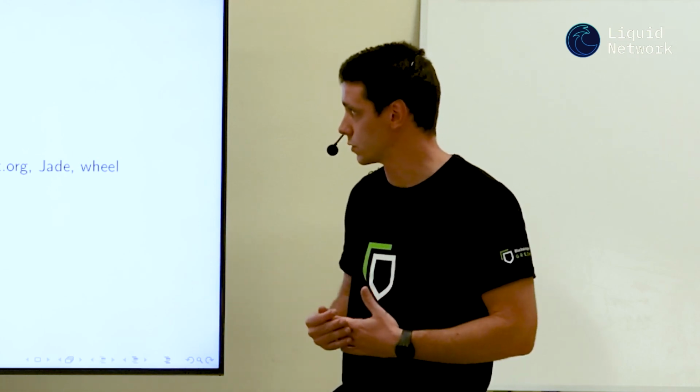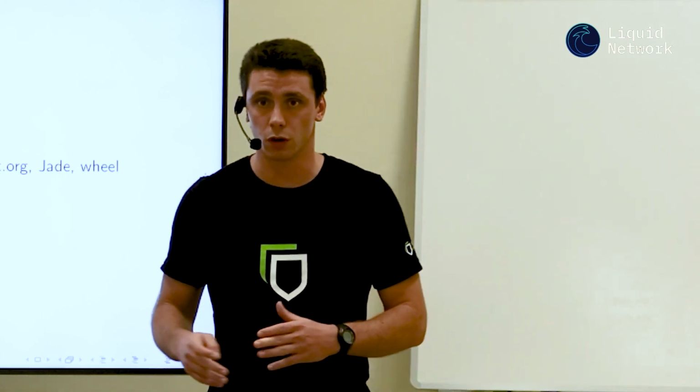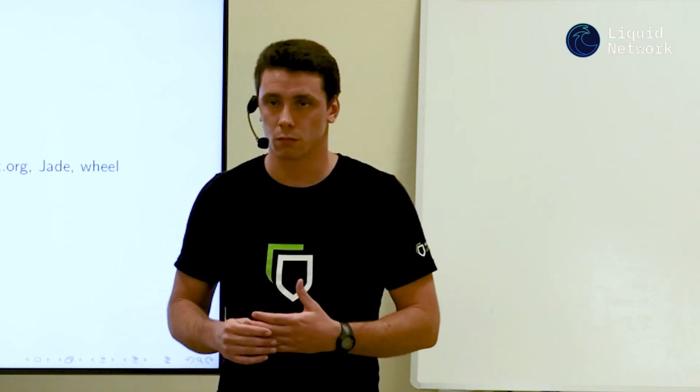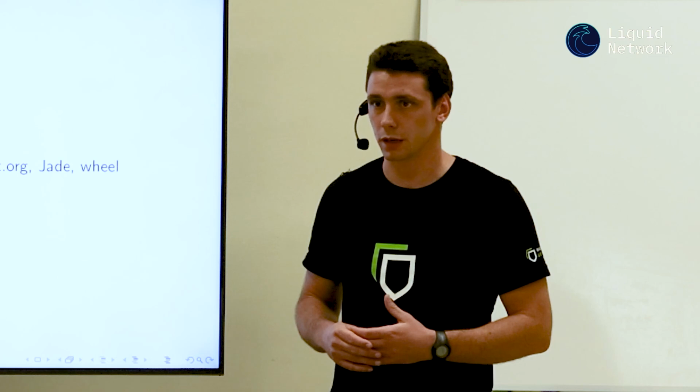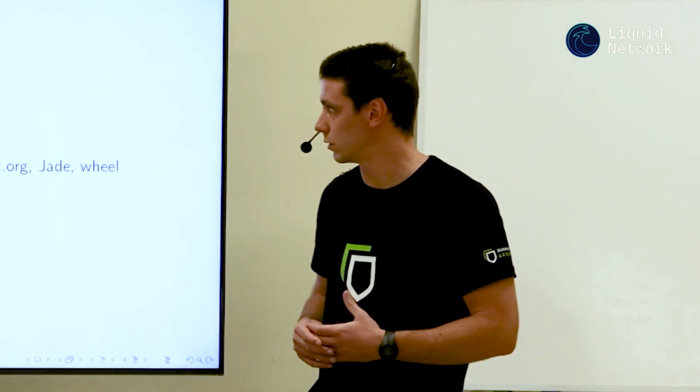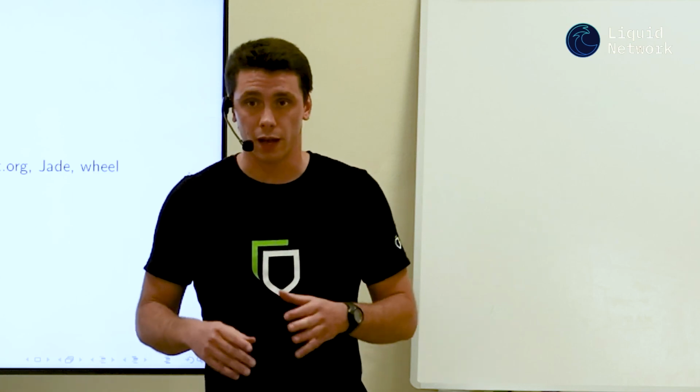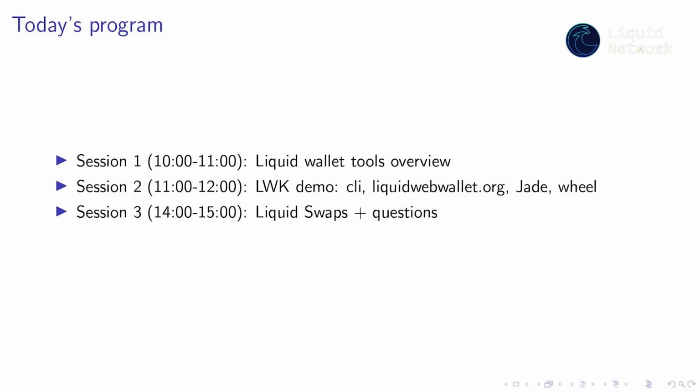This is today's program. We'll start with an overview of the wallet tools, the various components that might interest you to build the application or the tooling that you want to build. Then we do a hands-on demo using LWK, which is among the tools that we'll present during the first session. We'll use a CLI tool, which is written in Rust and can be installed with a simple cargo install lwk_cli. But we'll also use the web interface, which is LWK as well, just the WebAssembly bindings. And we'll use both of the two.